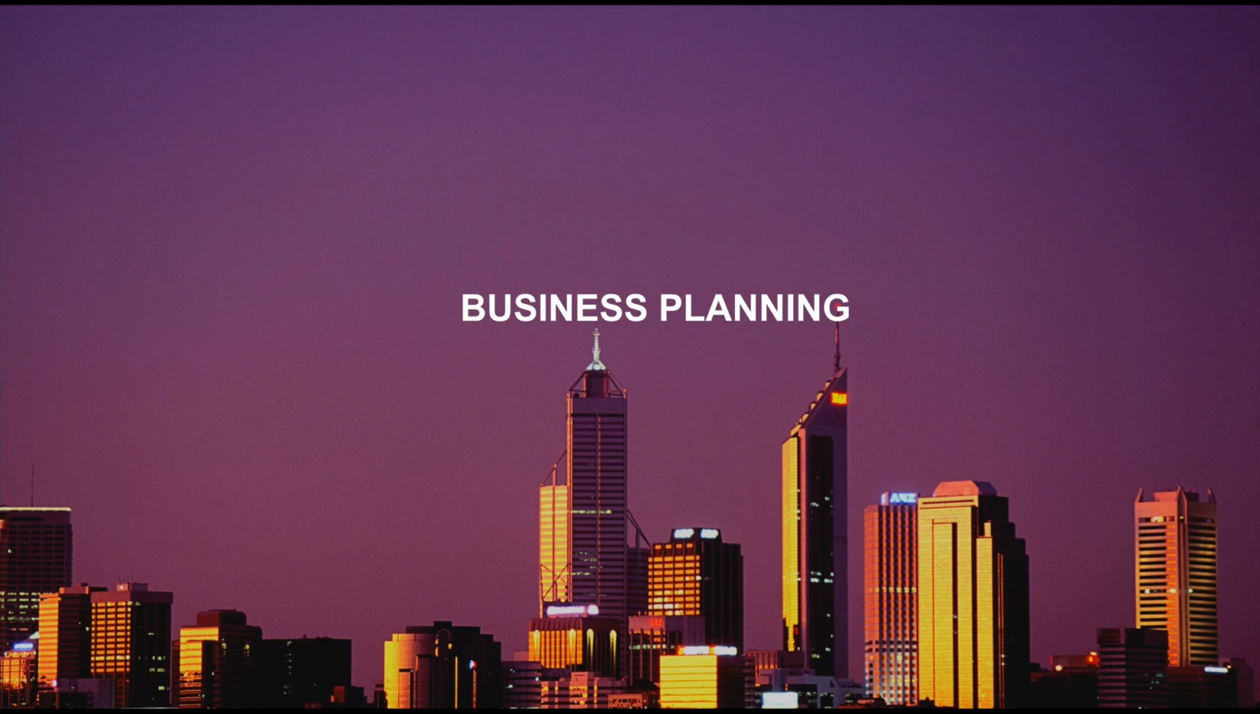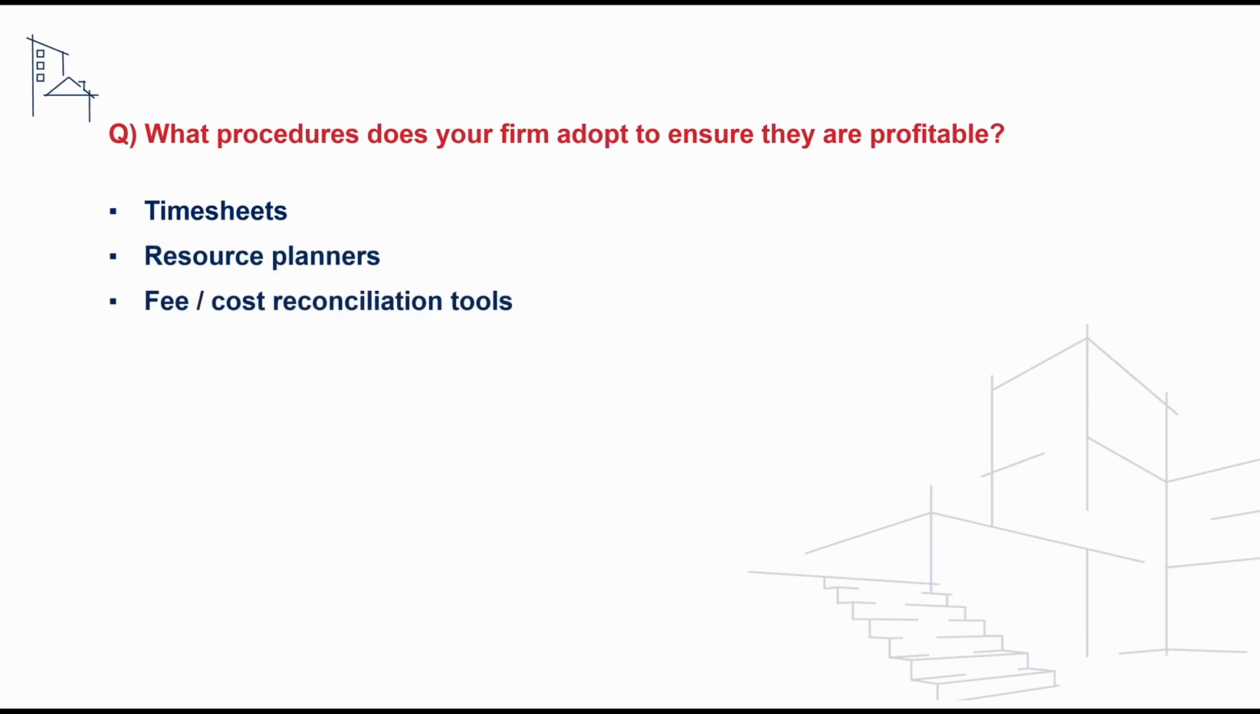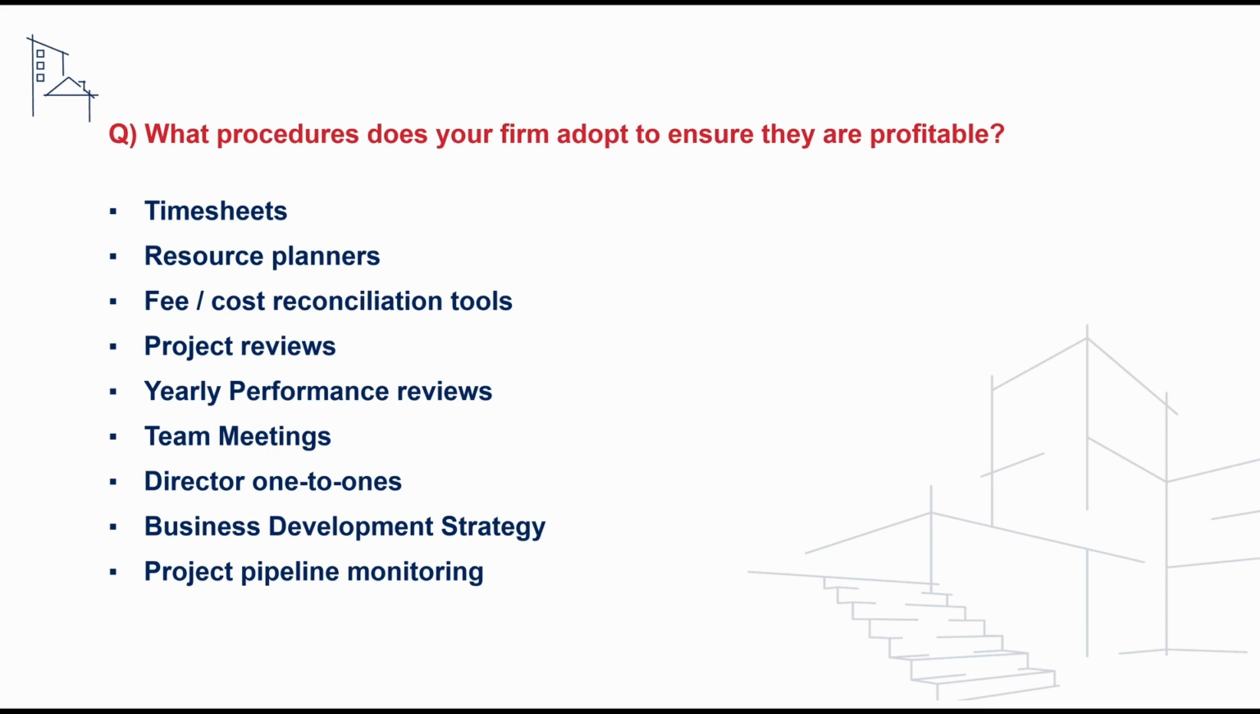The next competency we'll take a look at is business planning, and the first question we'll take a look at under the business planning competency is what procedures does your firm adopt to ensure that they are profitable? And to address this we can first of all reference the use of timesheets, resource planners, fee and cost reconciliation tools, project reviews, yearly performance reviews, ongoing team meetings, director one-to-one catch-ups, implementation of a business development strategy, and project pipeline monitoring. We can also say that the timesheets can be used to record expenditure against each project, and that can quickly be compared against the fee income to determine the profitability of each working project.